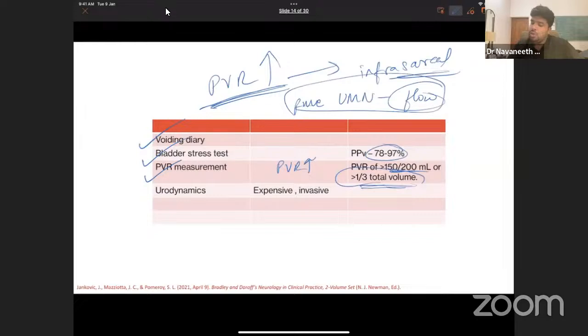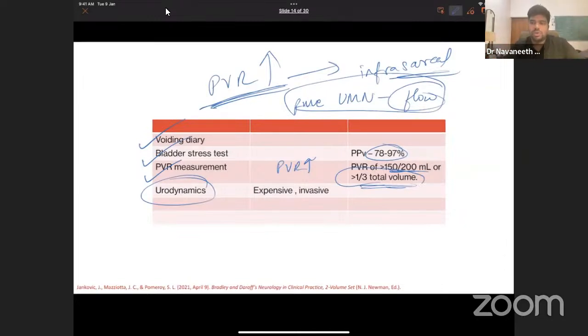Urodynamics is definitely not recommended in every patient. It is recommended only in patients for whom we don't have clear data as to which type of incontinence it is and what treatment to give. Because the treatment is based on what type of incontinence, whether the detrusor is the problem, the sphincter is the problem, or the sensation is the problem. Based on that, we need to give treatment.